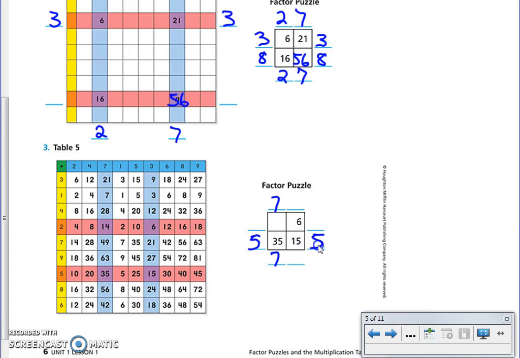I can jump over here now with the 5. 5 times what number equals 15? That would be 3. So this entire column is going to be the 3 multiplication tables. Finally, I have 2 more blanks that I have to fill out, so now I can figure out that 3 times what number is going to equal 6. That's going to be 2. That means that whole row is the 2 multiplication tables, 2 on both sides, and finally 7 times 2 is 14.